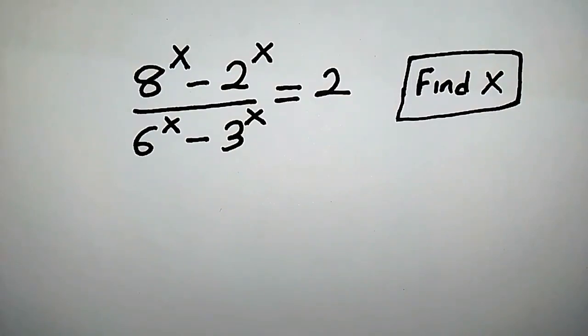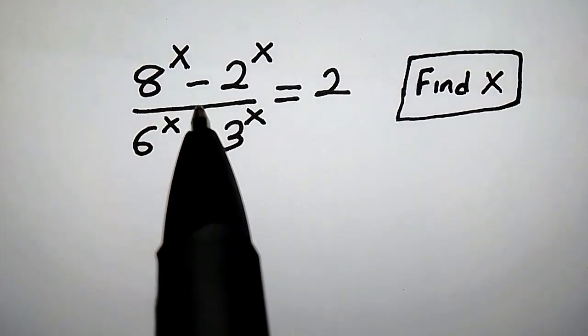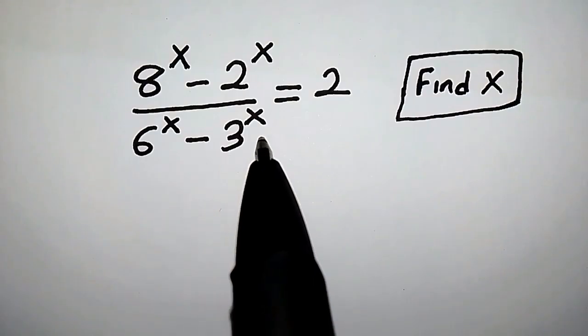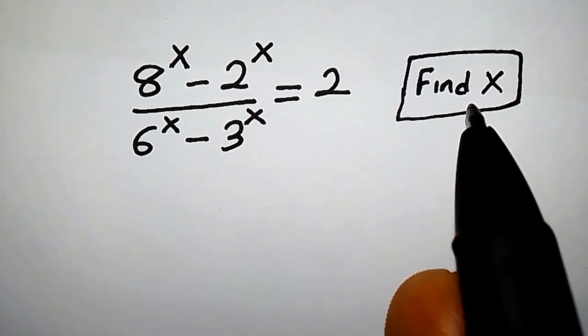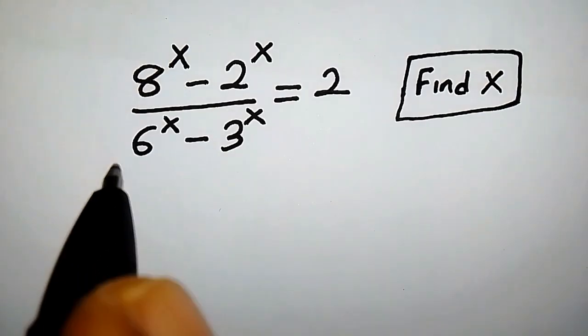Hello, in this video, we are going to be solving a nice exponential equation: 8^x minus 2^x divided by 6^x minus 3^x equal to 2. How do we find the value of x? First, let us rewrite 8 to the power of x.